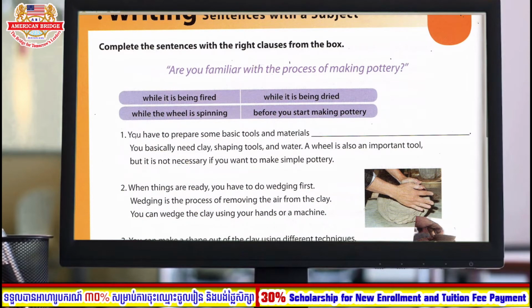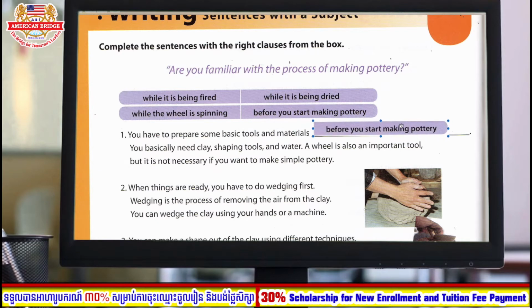So number 1, you have to prepare some basic tools and materials. So which one? You need to prepare some basic tools and materials while it is being fired? No. While it is being dried? While the wheel is spinning? Or before you start making pottery? So the correct answer is box number 4, or the last one, which is before you start making pottery. Okay. So here is the correct answer.